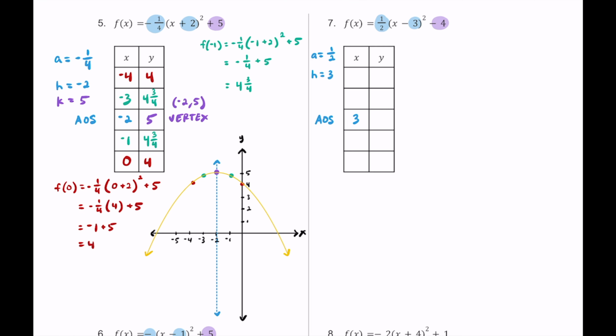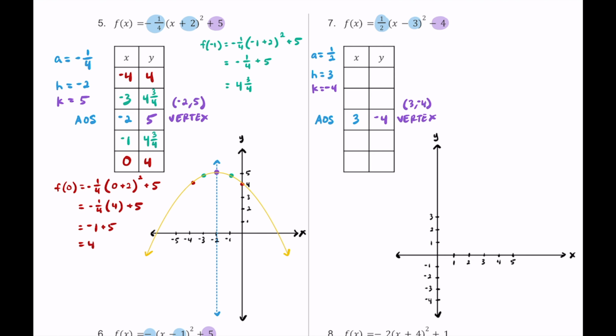And finally, this minus 4 lets us know that k is going to equal negative 4, so the vertex is going to shift 4 units down after being shifted 3 units to the right of the origin. So the vertex is going to be located right in the middle here, and then we know that those coordinates are going to be 3, negative 4 for the vertex.